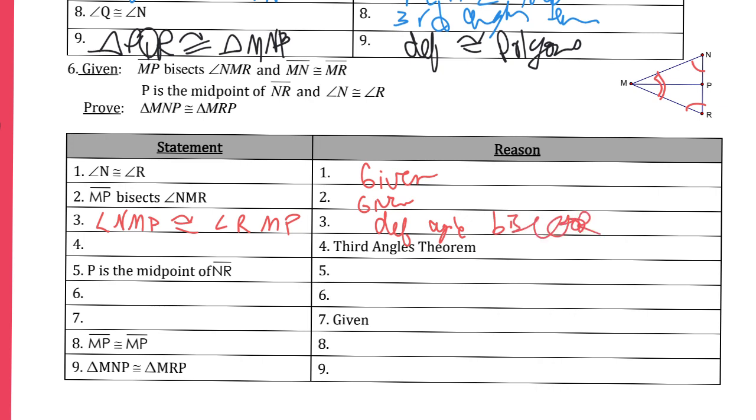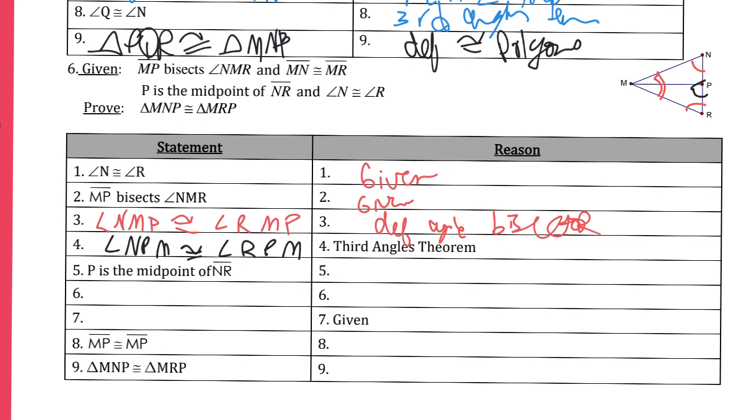Okay, so we've got two of the three angles. So guess what? By the third angles theorem, well, then the other two angles have to match each other as well. Okay, so if those two match, the third ones have to as well. And so you would say angle NPM has got to be congruent to angle RPM by the third angles theorem. So we've got all three angles matching. Okay, so this one matches this one right here.